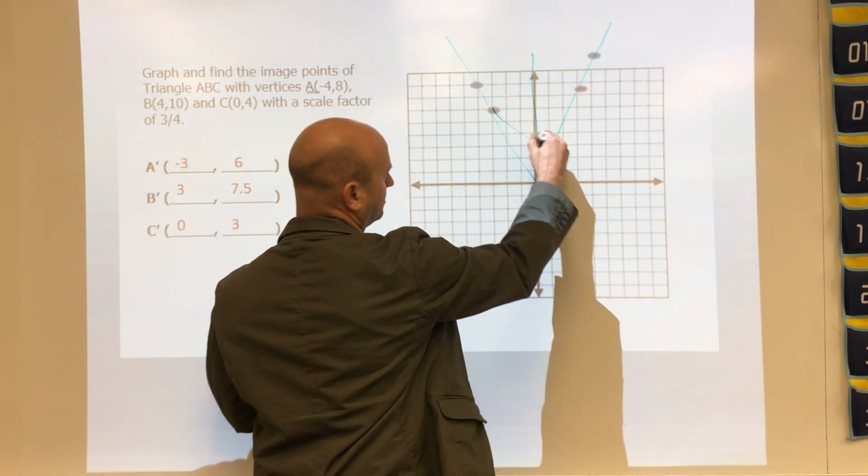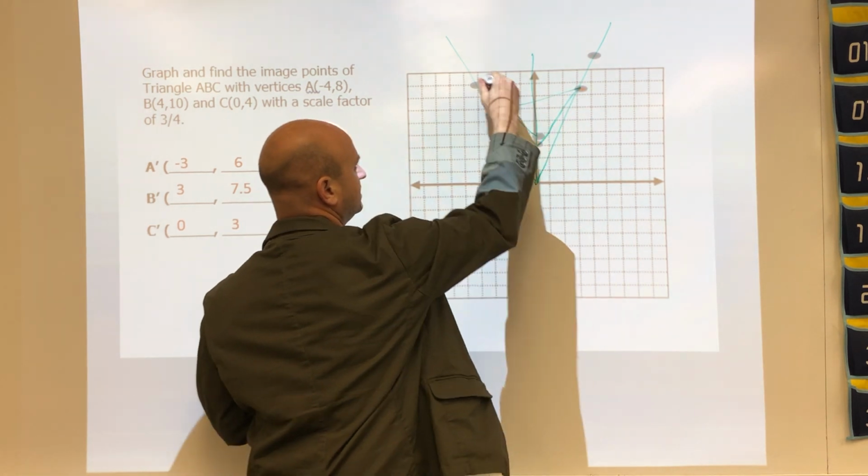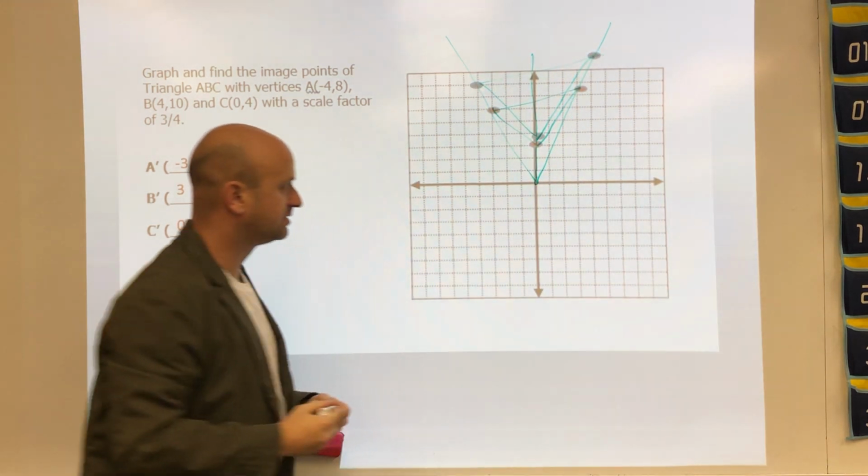Now, I don't have it drawn in, but you definitely want to make sure that you have your triangles drawn in as well.